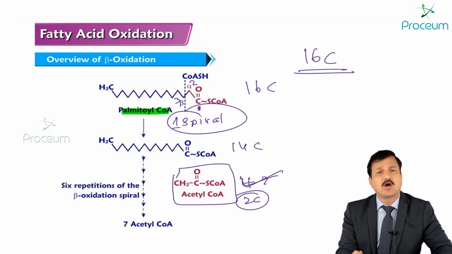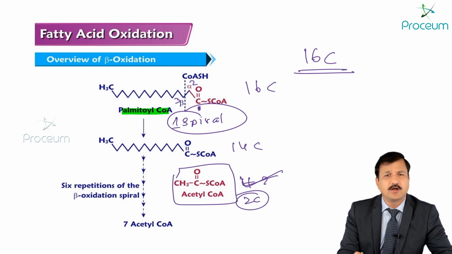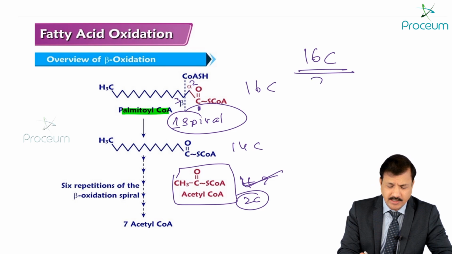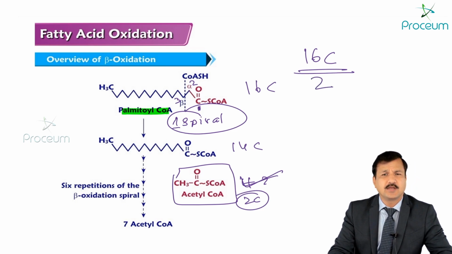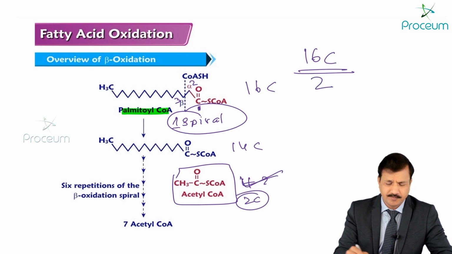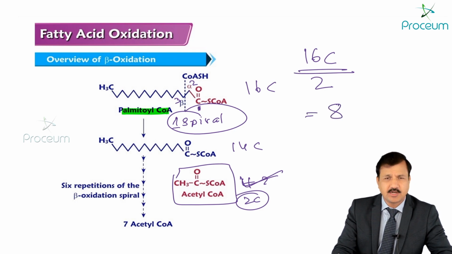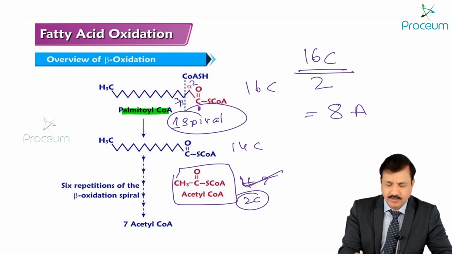If you want to calculate how many acetyl-CoA molecules we get from beta oxidation of a 16 carbon fatty acid, you simply need to divide the total number of carbon in the fatty acid by 2. 16 divided by 2 is 8. So that means you get 8 acetyl-CoA.